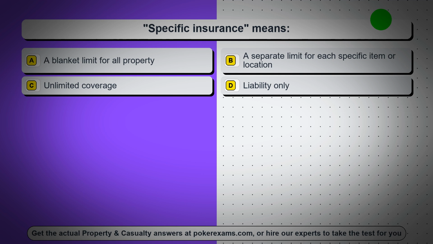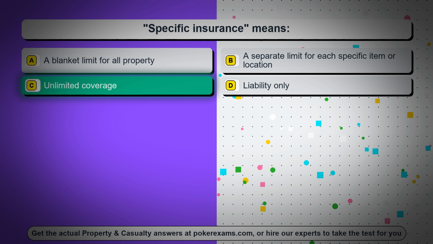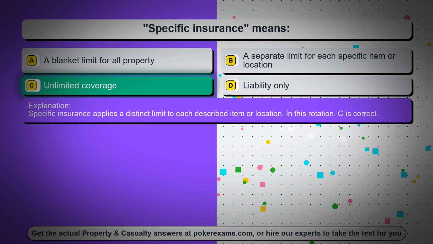Question 9. Specific insurance means: Option A, a blanket limit for all property; Option B, a separate limit for each specific item or location; Option C, unlimited coverage; Option D, liability only. The correct answer is Option C, unlimited coverage. Specific insurance applies a distinct limit to each described item or location. In this rotation, C is correct.